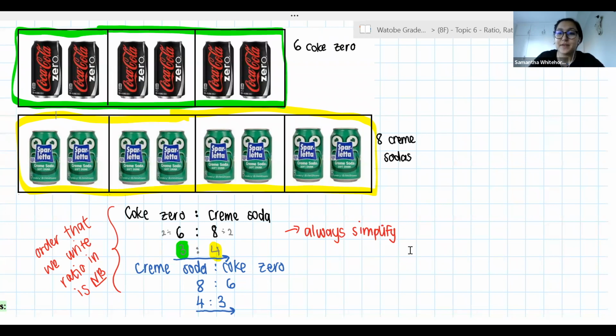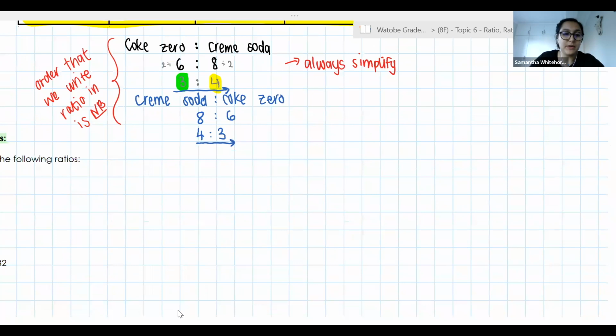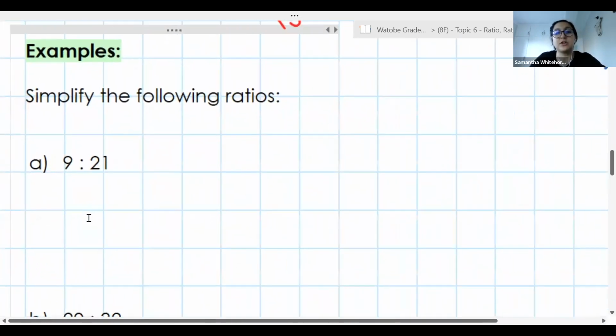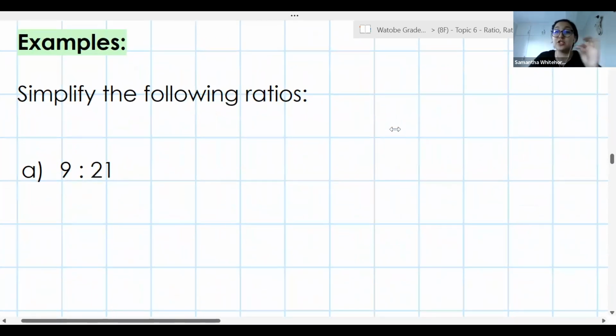Alrighty, so let us have a look at some examples. Review. So what we want to do in our first example is we want to simplify the following ratios. Now I have just gotten a question of how do we simplify ratios or calculate ratios using a calculator. Again, guys, because ratios and fractions are quite similar, you can essentially type it in as a fraction. You just need to remember to write it as a ratio. So I'll explain that now as we go along.